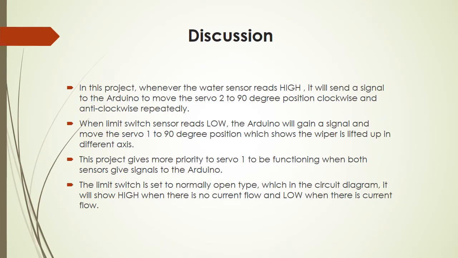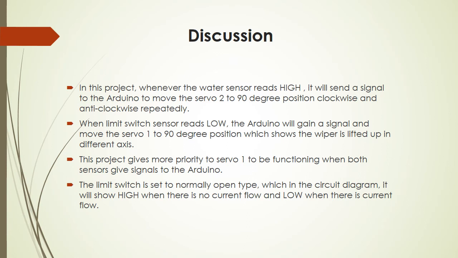For the discussion of this project, whenever the water sensor reaches high, it will send a signal to the Arduino to move servo 2 to 90 degree position clockwise and anti-clockwise repeatedly. When the limit switch sensor reaches low, the Arduino will get a signal and move servo 1 to 90 degree position, which shows the wiper is lifted up in a different axis. This project gives more priority to servo 1 to be functioning when both sensors give signal to the Arduino.